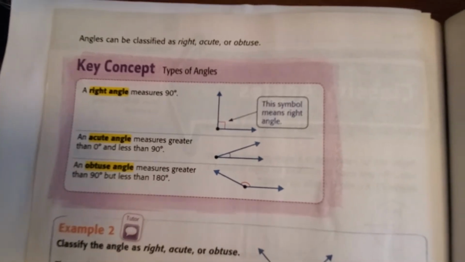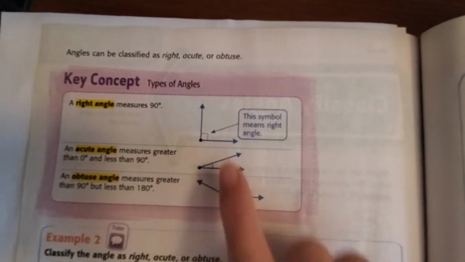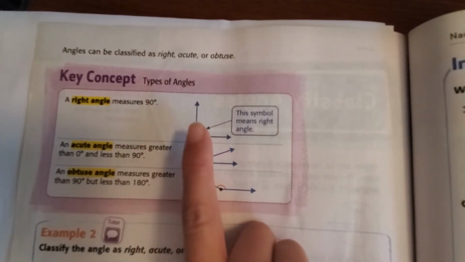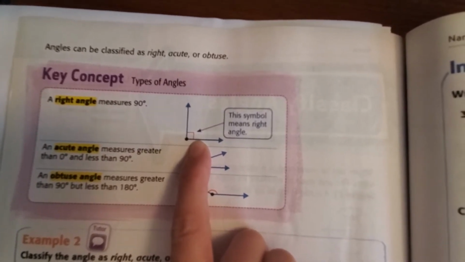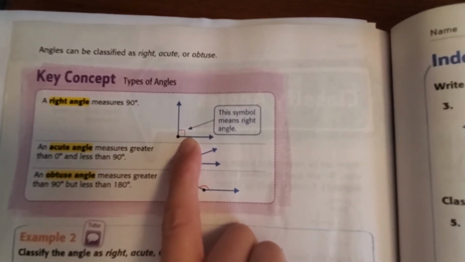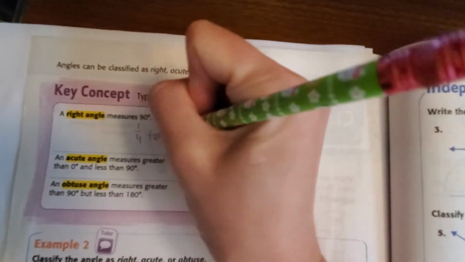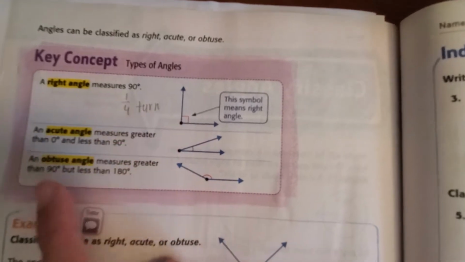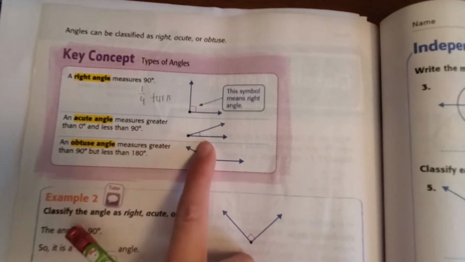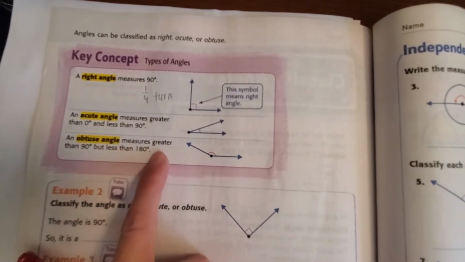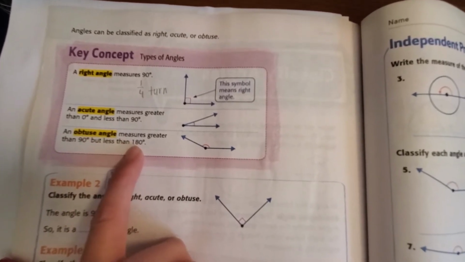An acute, before I go over the rest of these, based on what we learned yesterday, this is classified as what type of turn? Is this a quarter turn, half turn, or full turn? Think about that. Right, so this is a quarter turn, because it makes a right angle. An acute angle measures greater than 0 degrees and less than 90 degrees. And an obtuse angle measures greater than 90 degrees, but less than 180 degrees. And 180 degrees would be a half turn.